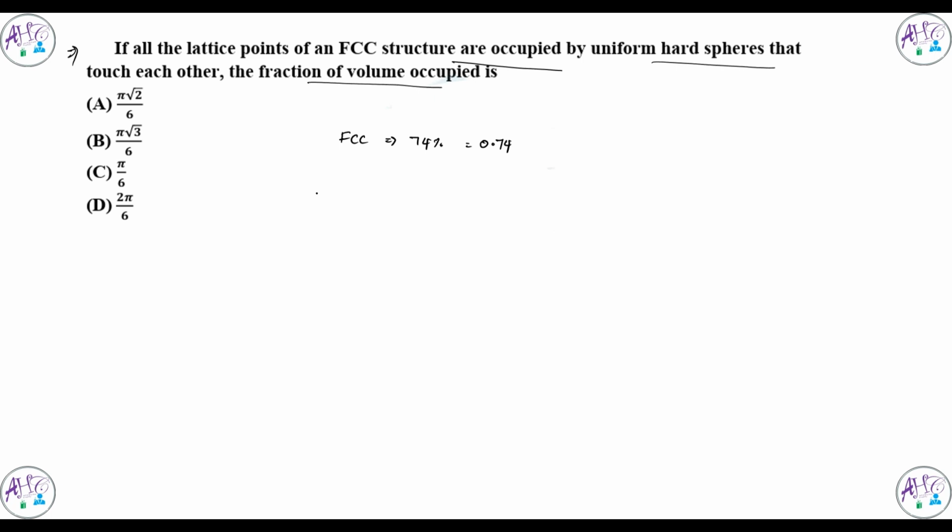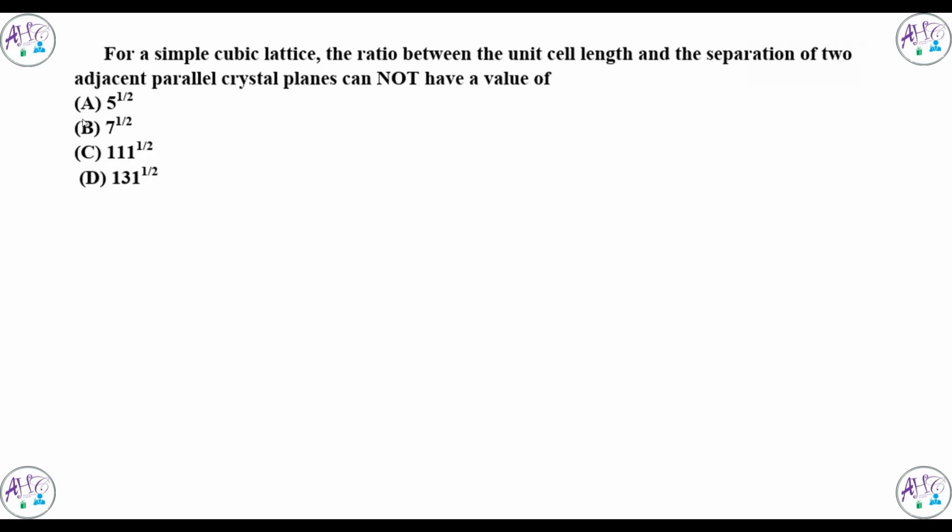If you see what is in the option, there is pi root 2 by 6. So we know that pi is 3.14, root 2 value is 1.414, divided by 6. So this is going to be somewhere around 4.43996 divided by 6. So this is equal to 0.7399, which is equal to 0.74. So your option A is the correct answer. So you can solve the next one likely.